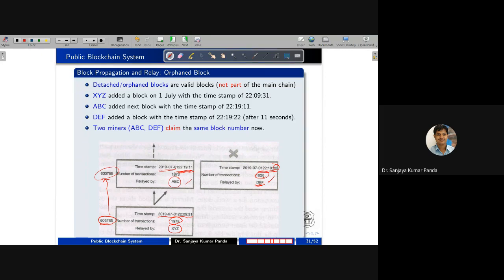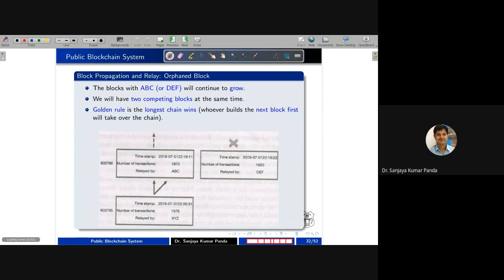So what to do here? We have to see that the blocks with ABC or DF will continue to grow. Again, this block is also going to grow, and this particular block is also going to grow. So we'll have two competing blocks at the same time. Earlier you had one blockchain, now it is divided into two blockchains. Similarly, if something happens again, it is divided into another two blockchains, and this one is also divided into another two blockchains.